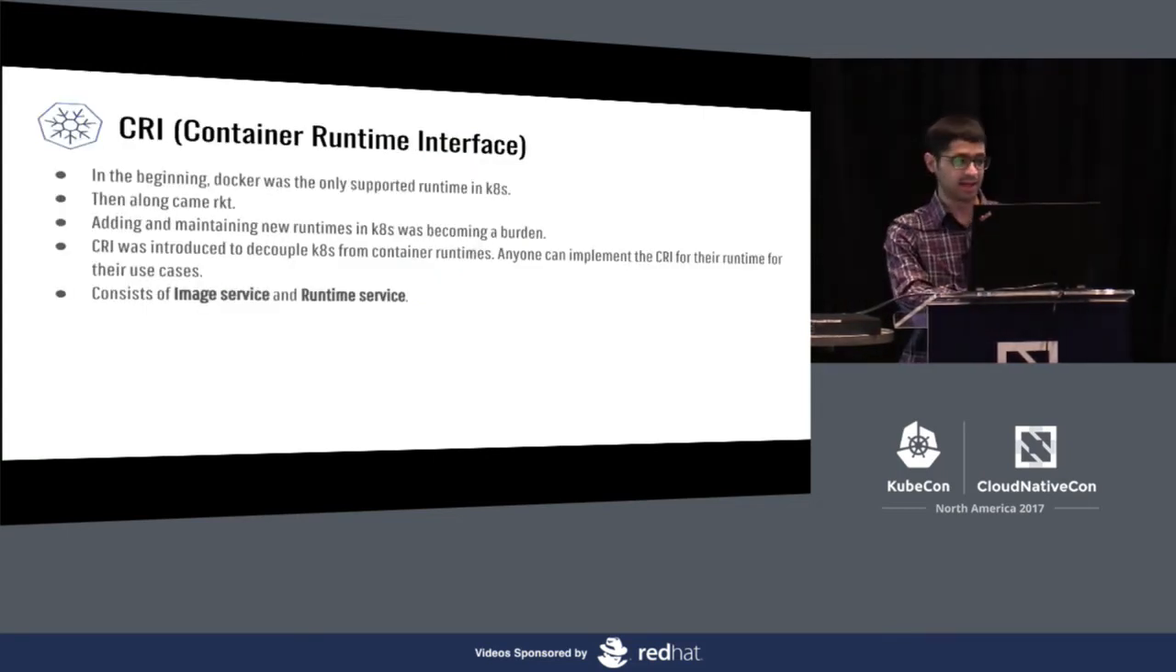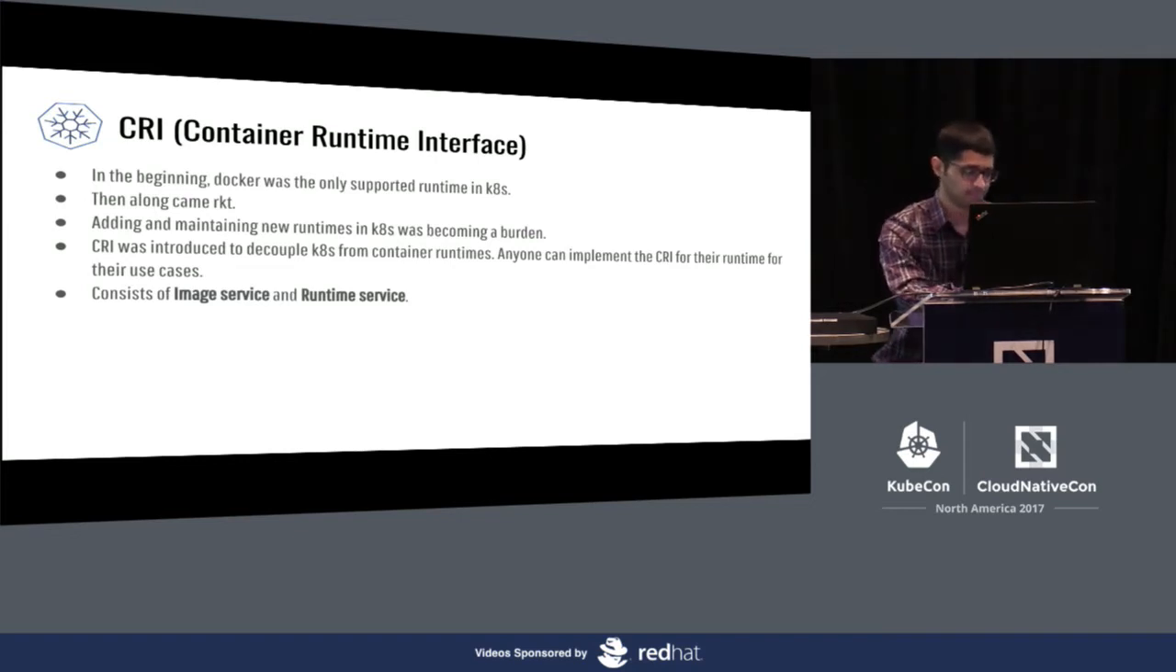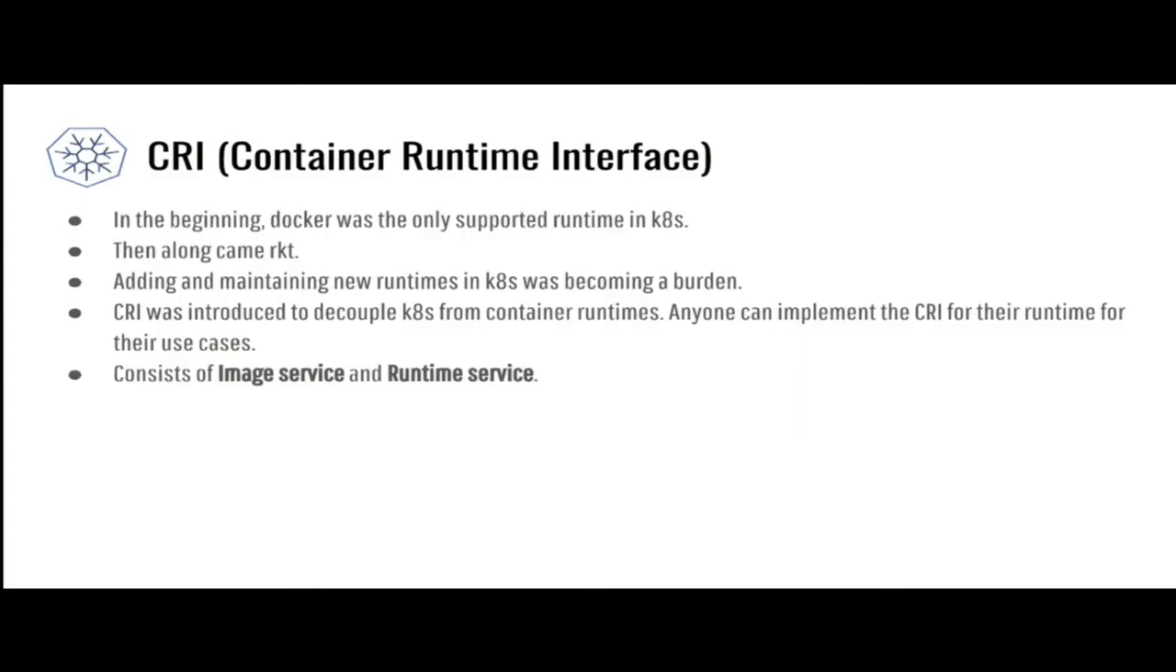Let's go back and ask ourselves why CRI-O was created. If you look at the history of Kubernetes, in the beginning, Docker was the only supported runtime. And then CoreOS came along, they announced Rocket, and they wanted to integrate Rocket into Kubernetes. So the Rocket code path was another code path in Kubernetes. And then adding and maintaining runtimes was becoming a burden. So CRI, which is the short form of Container Runtime Interface, was introduced in Kubernetes, so Kubernetes can decouple from the container runtimes.